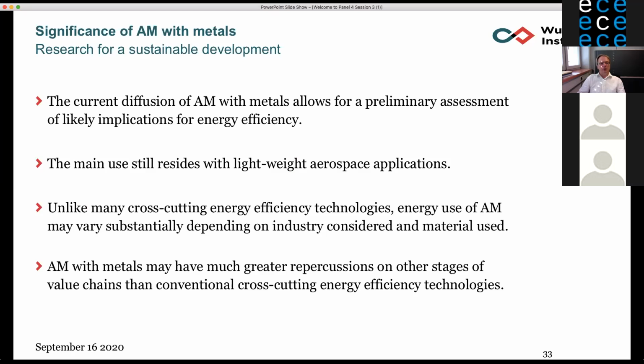Yes, very good. What is the significance of AM with metals? We are at a stage that allows to draw at least some preliminary conclusions as to how additive manufacturing might impact on energy efficiency. In the past, there was a lot of enthusiasm, but hardly any proof for that.